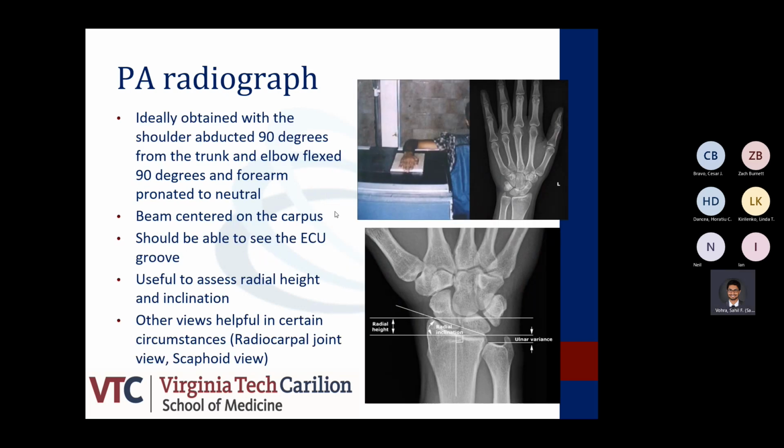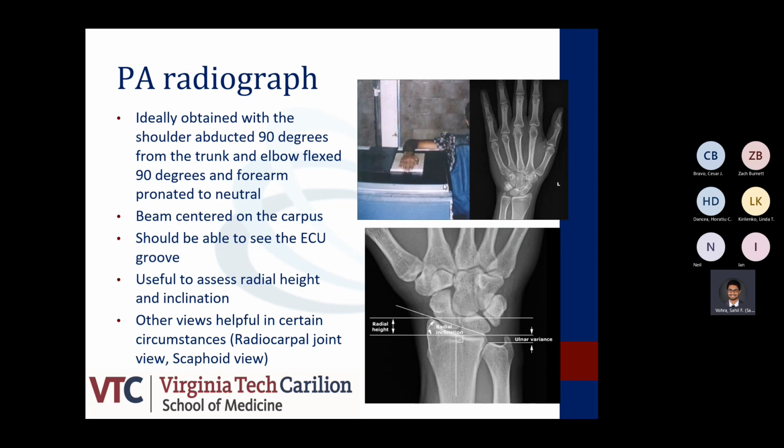I thought it'd be a good idea to talk through what makes a good wrist x-ray, because that's something we don't ever really talk through, but I think it's important, especially when you're trying to evaluate these numbers, which can change with the quality of your x-ray. So the PA radiograph ideally is obtained with the shoulder abducted 90 from the trunk and the elbow flexed 90 degrees and the forearm in a pronated to neutral position. So sort of as is seen in this photo.